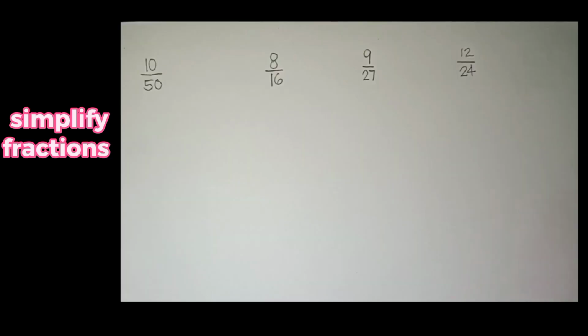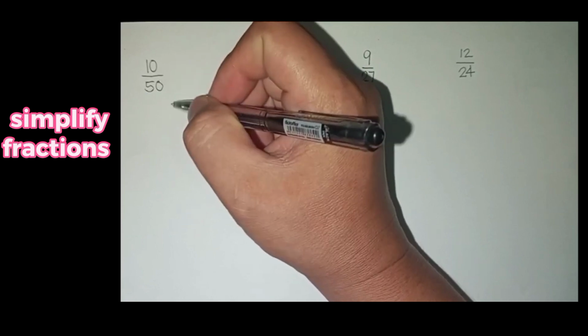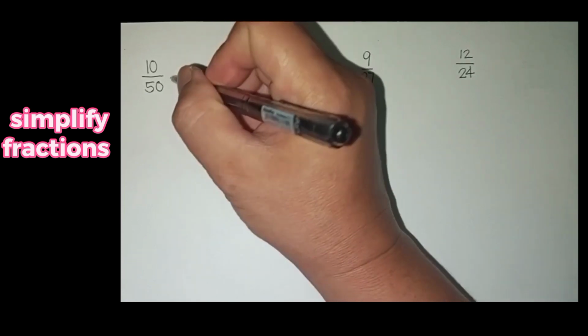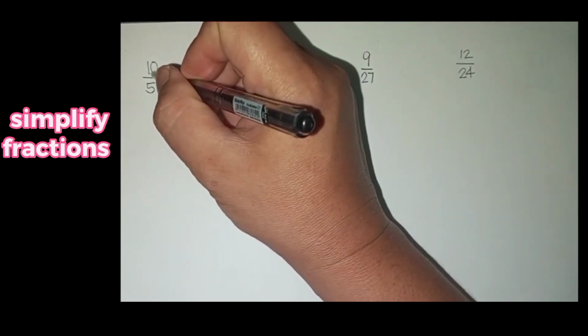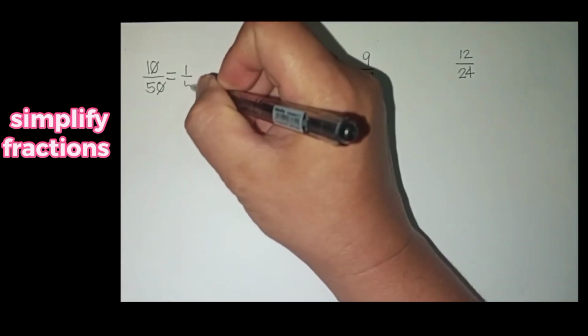We have to simplify fractions. So we have number 1, 10 over 50. This is just a simple fraction. First we have to divide out the 0. Just simply divide out the 0, then you have the answer 1/5.